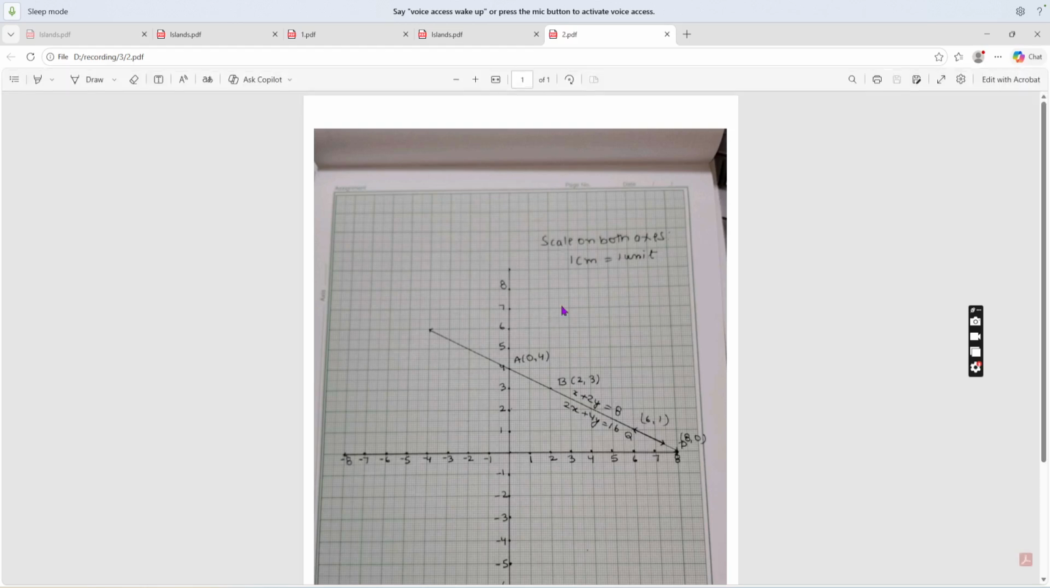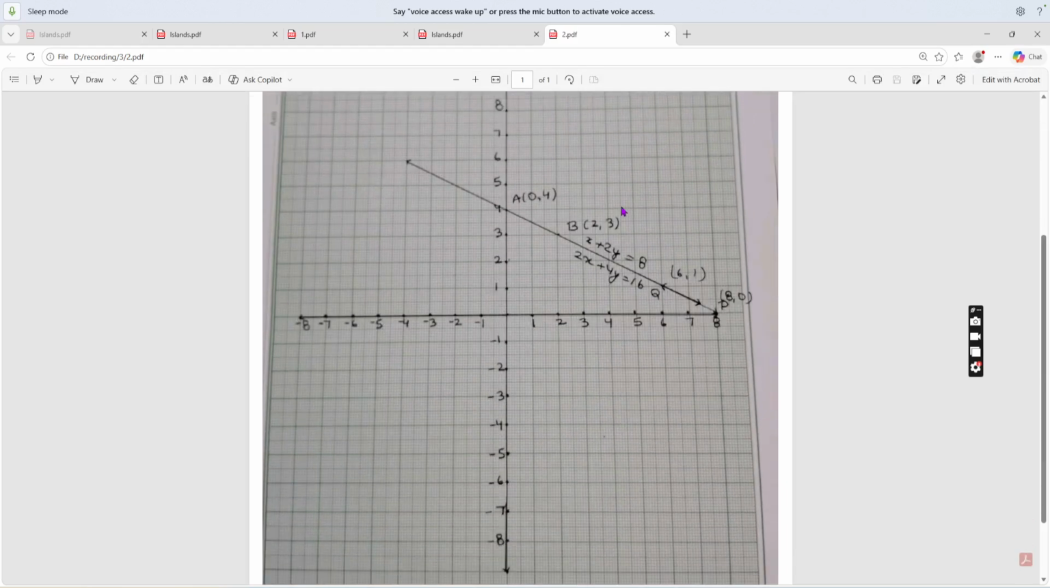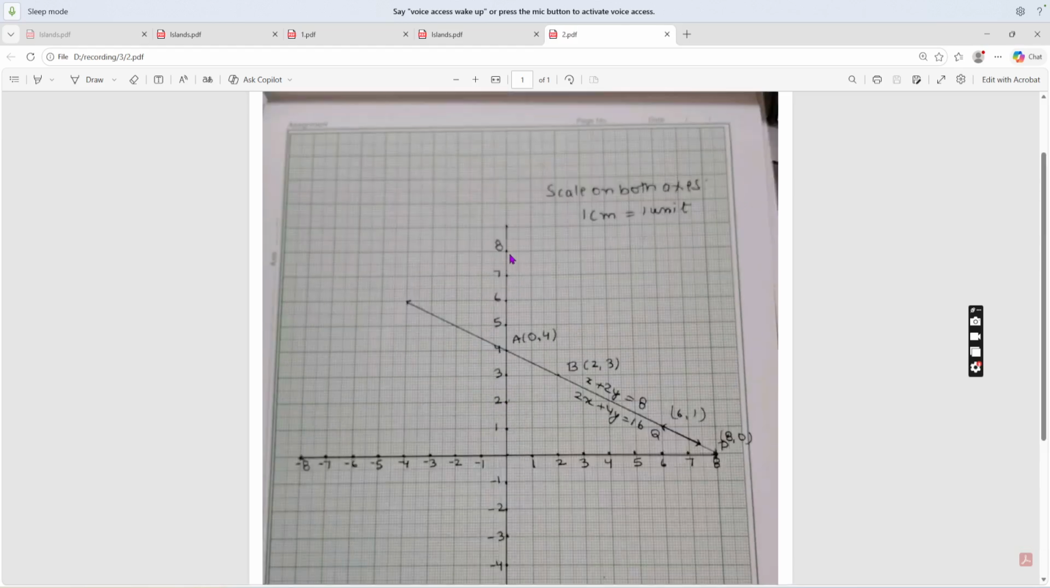And here is the graph. Again, it is the same thing here. Firstly, we are going to write the scale on both axes: 1 centimeter is equal to 1 unit. And see, it is quadrant 1, it is quadrant 2, it is quadrant 3, it is quadrant 4. It is plus 1, plus 2, plus 3, plus 4, and so on. It is minus 1, minus 2, minus 3, minus 4, minus 5, and so on. This is called the plus x axis, it is the minus x axis, it is the plus y axis, it is the minus y axis. Now we are going to plot the points. First of all, we are going to see point A.